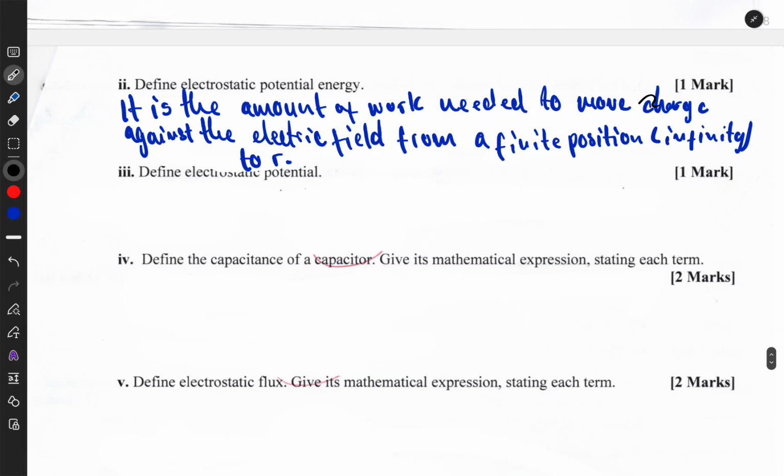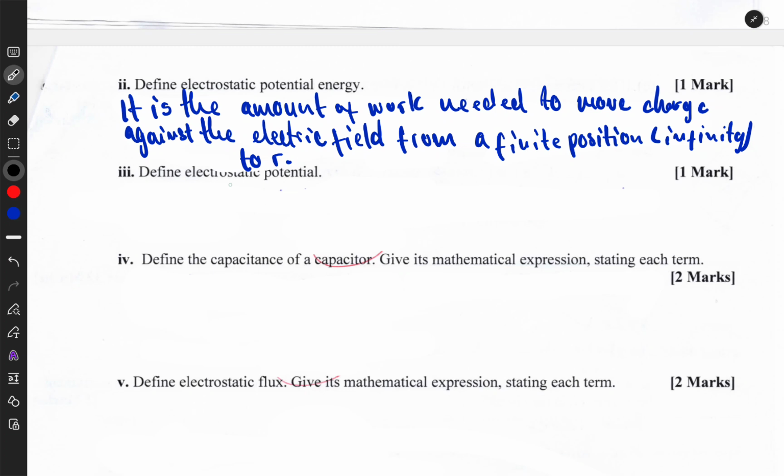From a finite position or from infinity to R, this would be the electrostatic potential energy. It's the work done when you move a charge against the field. Remember to say against the field. From infinity to R, you are done. That is going to be the electrostatic potential energy.